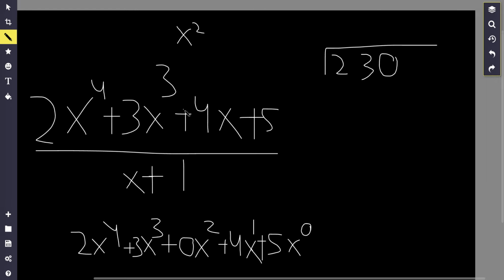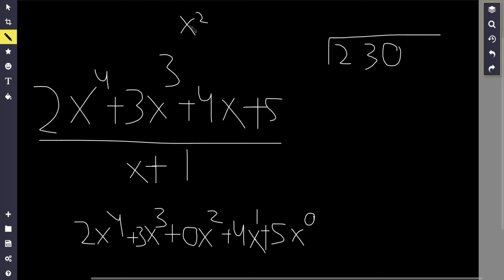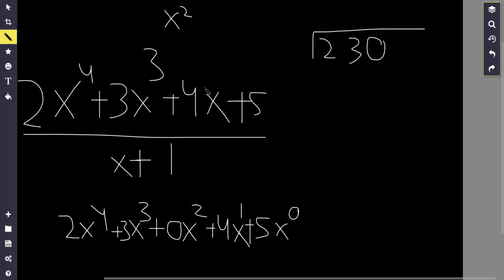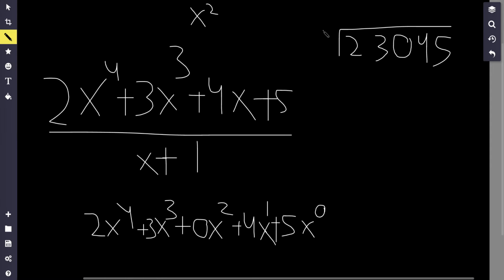So in this case, my third highest term is x to the 2nd power, but since I don't see that, I'm going to put a 0 inside this box. The coefficient of the next term is 4, and then I'm left with 5 as my constant term. On the outside of the box, you put in what makes the denominator equal to 0. So what makes x plus 1 equal to 0? Well, that's just going to be -1.